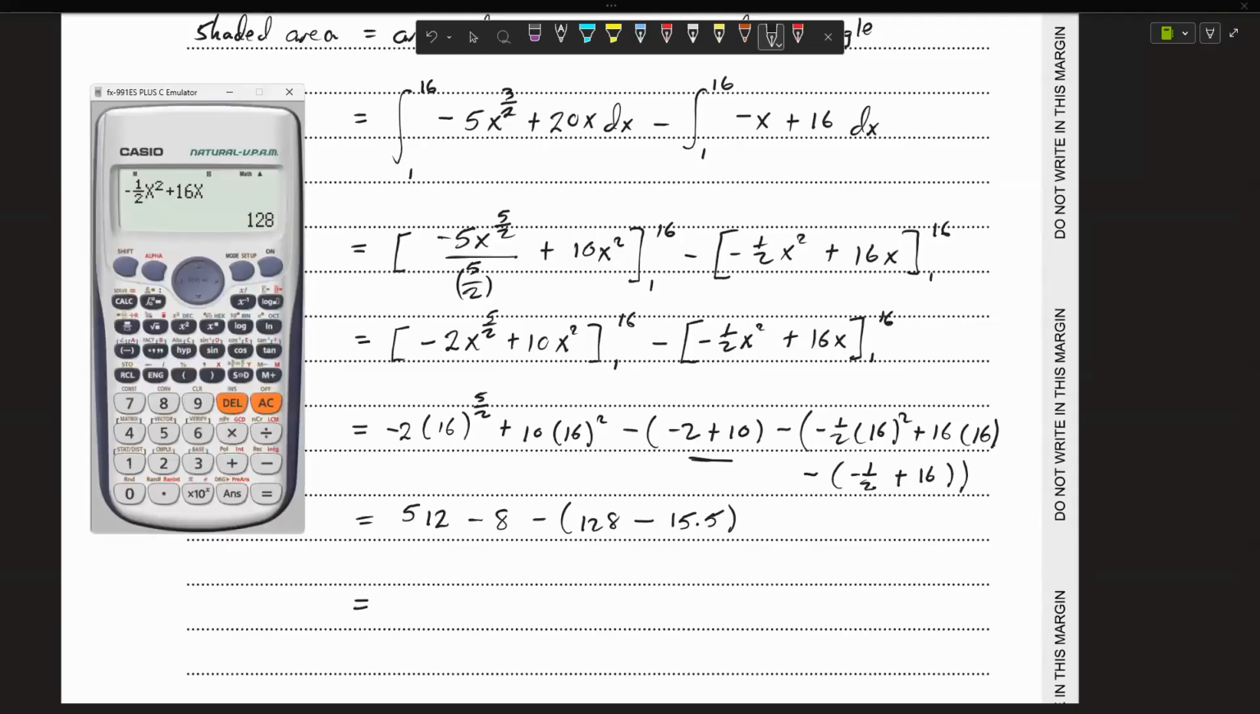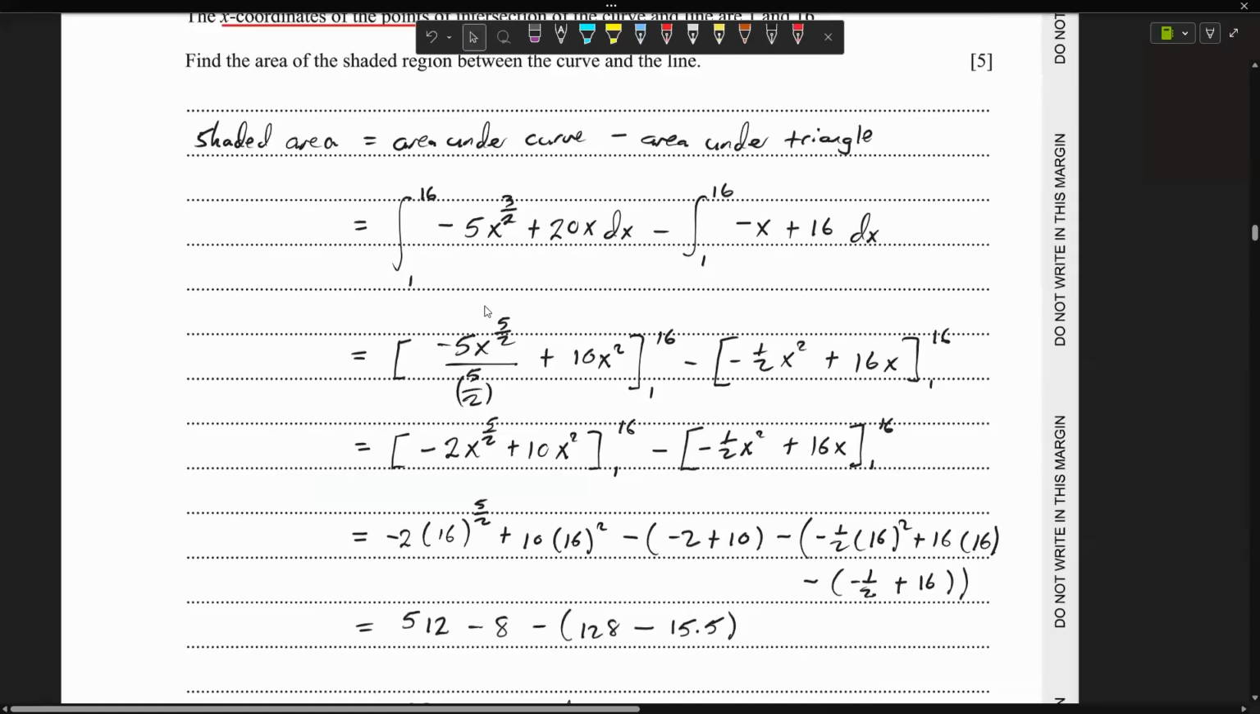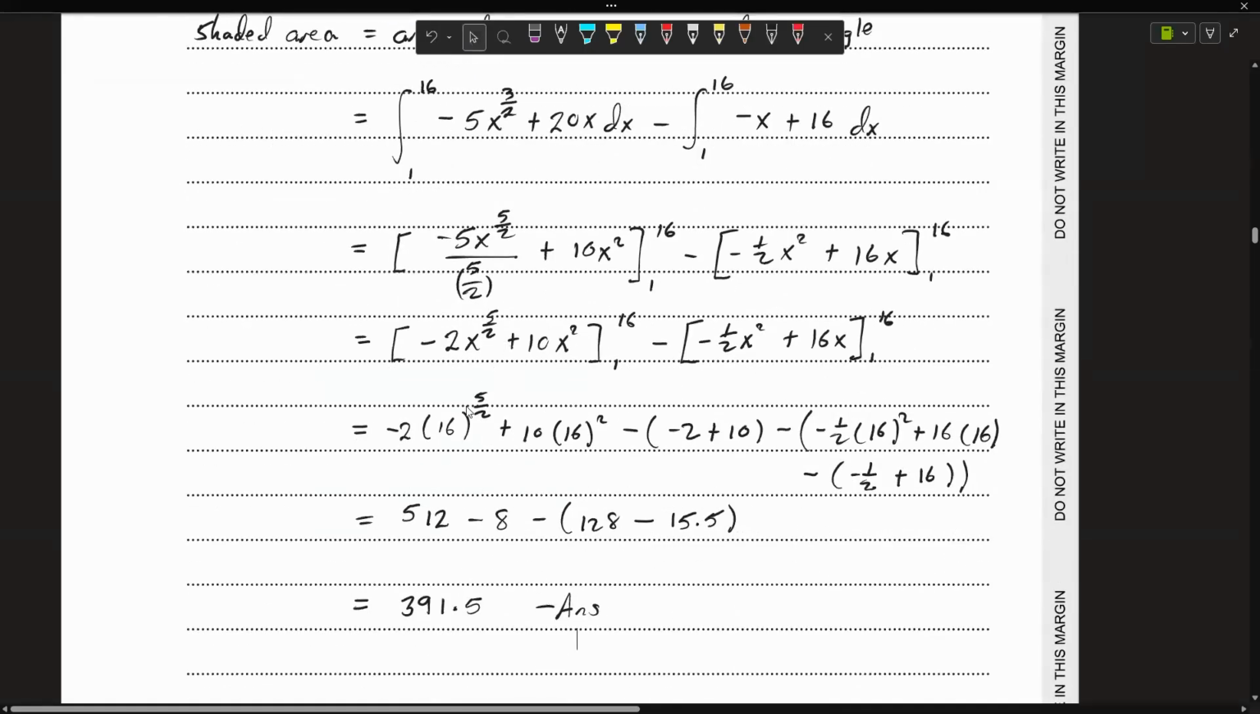So let's just simplify this thing. We got 512 minus 8, and then that's minus 128 and plus 15.5. And we get 391.5 in the end. So 391.5 would be the final answer. So that's how we do it for this particular question. Yeah, you just need a bit of care when you're doing your calculations, and your calculator can come in handy. So, well, that should be all right.